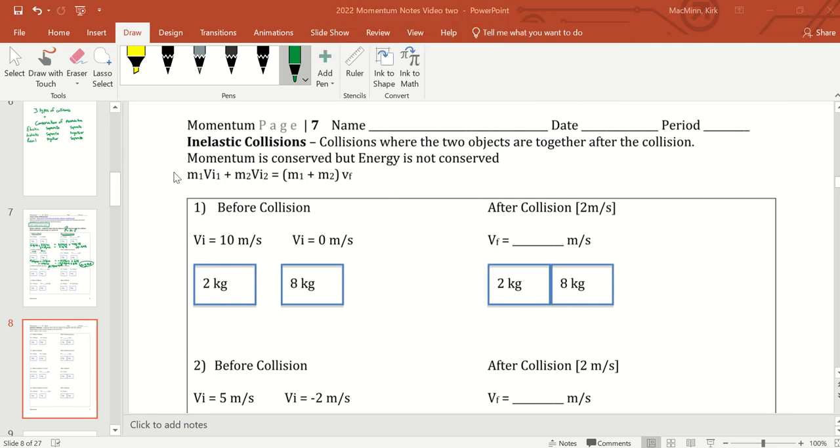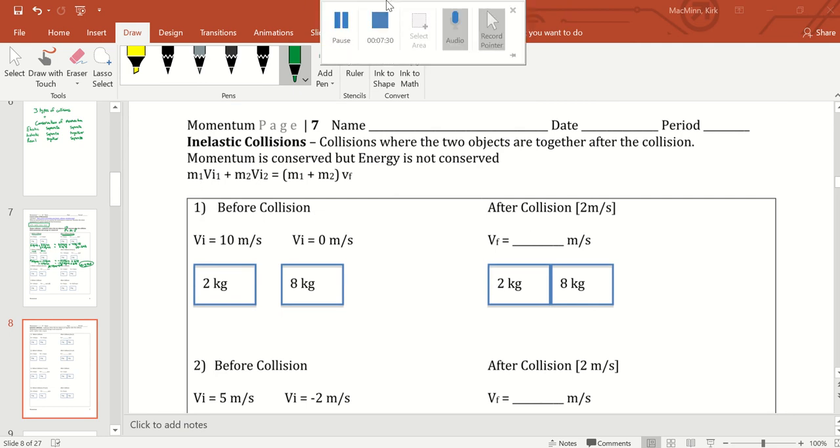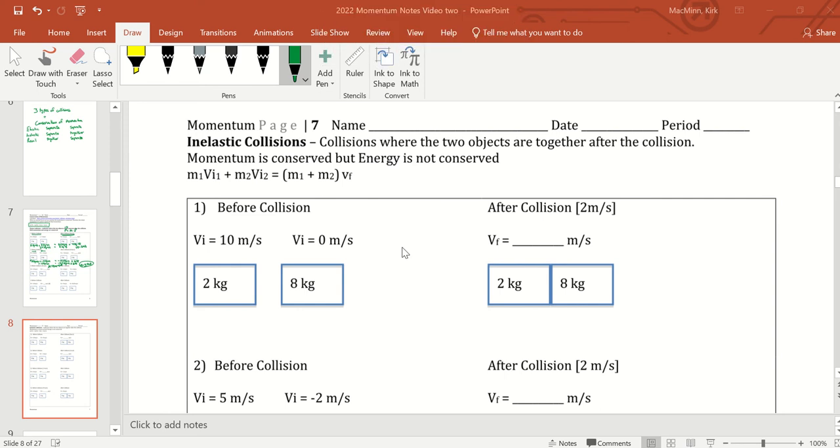Okay, you can see that inelastic collisions are where the objects start together and end separate. Again, there is an equation that can be used, but I find students have more success if they use this box method because it forces them in a way to visualize the collision. The law of conservation of momentum is the same. The total momentum before has to equal the total momentum after.